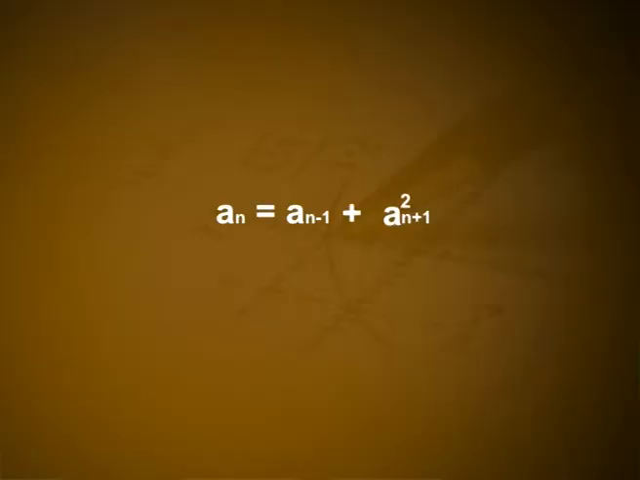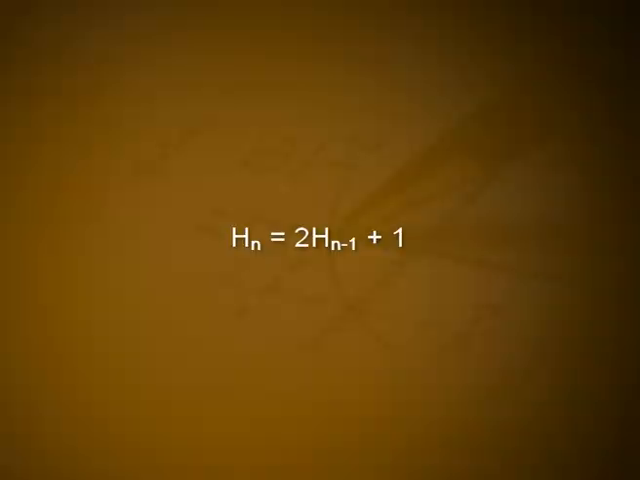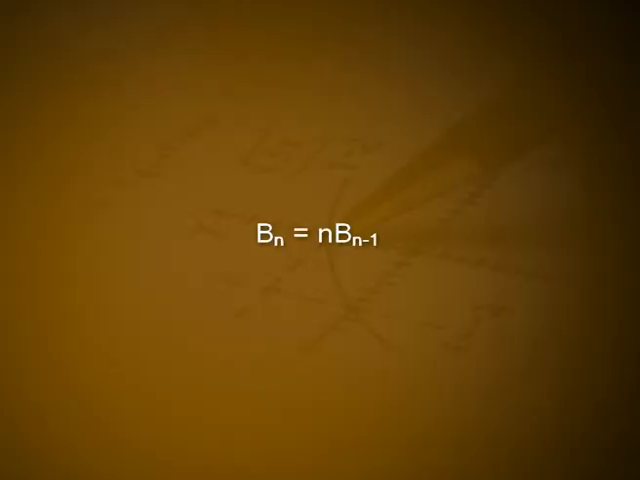Example 8. The recurrence relation An is equal to An minus 1 plus An plus 1 square is not linear. The recurrence relation Hn is equal to 2 Hn minus 1 plus 1 is not homogeneous. The recurrence relation Bn is equal to n into Bn minus 1 does not have constant coefficients.